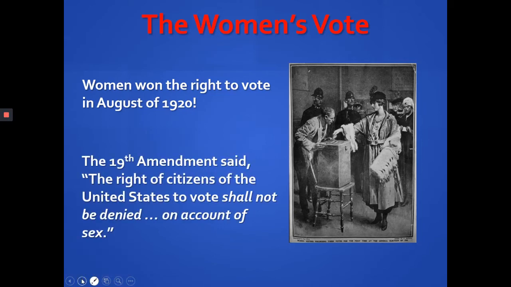The 19th Amendment, much like the 15th Amendment, says that the rights of citizens of the United States to vote shall not be denied on account of sex, meaning that men and women can both vote and that there is no restriction.